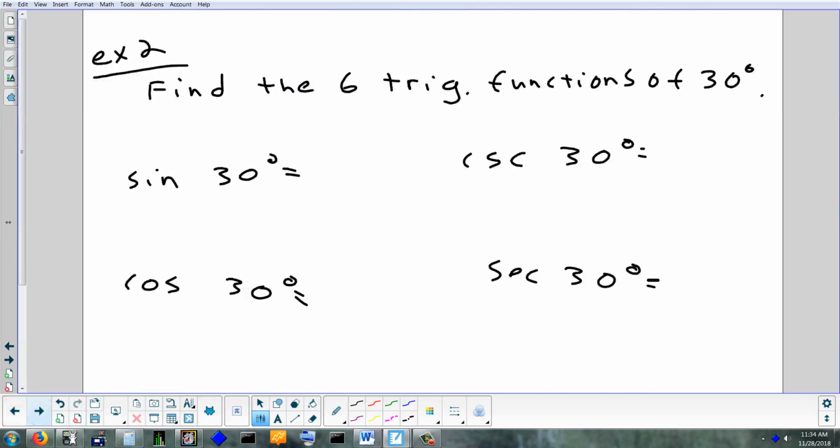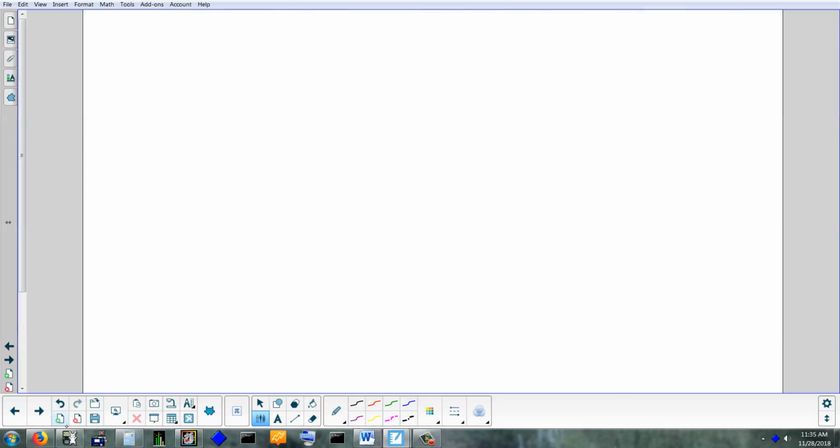Let's look at this one. Find the 6 trig functions of 30. Okay, first thing I need is my coordinate. Now in my head, I know it has to do with a 1/2 and a root 3 over 2. I'm not sure of the order. Okay, so what I'll do is just make a quick sketch.